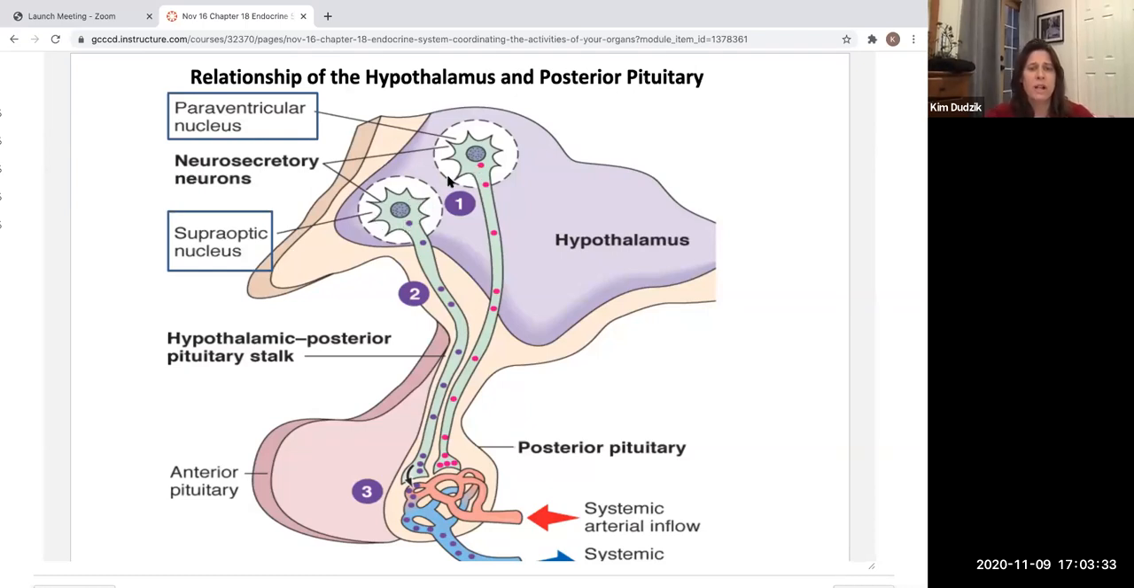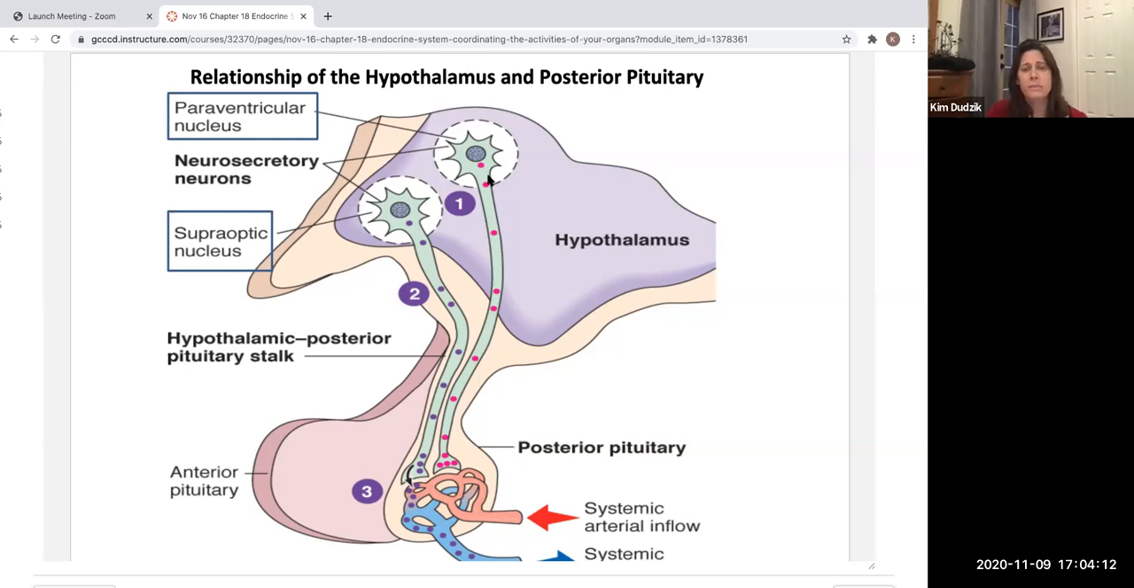So here you can see two different clusters of neurons. Here are their cell bodies. They're just showing you one, but it's more. And so they're called the paraventricular nucleus and the supraoptic nucleus. And so these neurons, again, they originate up here in the hypothalamus, but their axons extend through the infundibulum and go into the posterior pituitary. So the posterior pituitary, I had already just mentioned, is made out of nerve tissue. Well, that nerve tissue, it's the axons and the synaptic terminals of the cells that originate in the hypothalamus.